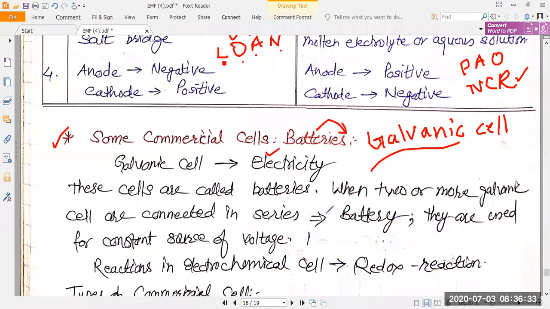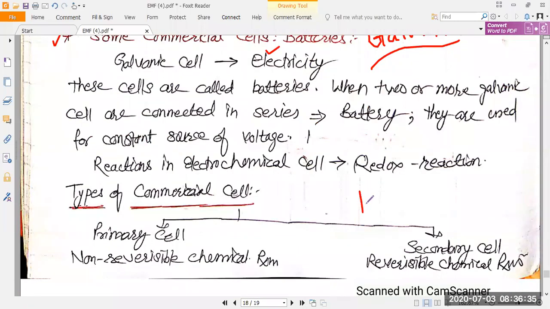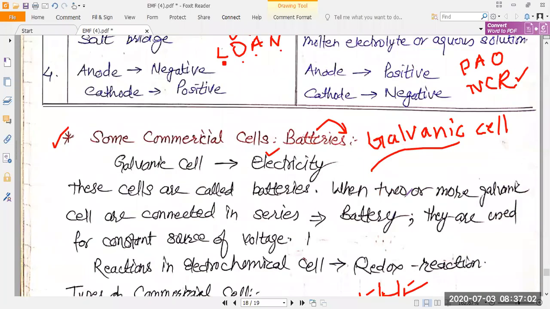We know very well, as in physics, that this is the positive terminal of the cell and this is the negative terminal of the cell. When we connect two or more galvanic cells in series combination, then we get a battery. So this is an example of a battery. This is the positive terminal and this is the negative terminal. There are three cells connected in series combination, and when we connect two or more cells in series combination, we get a battery.